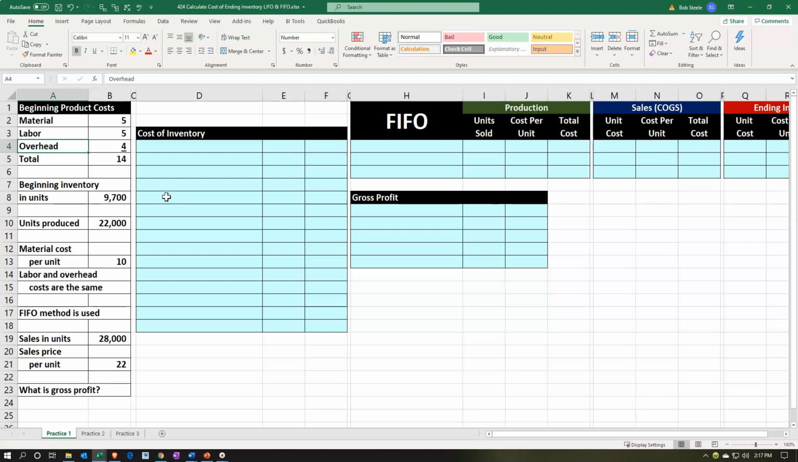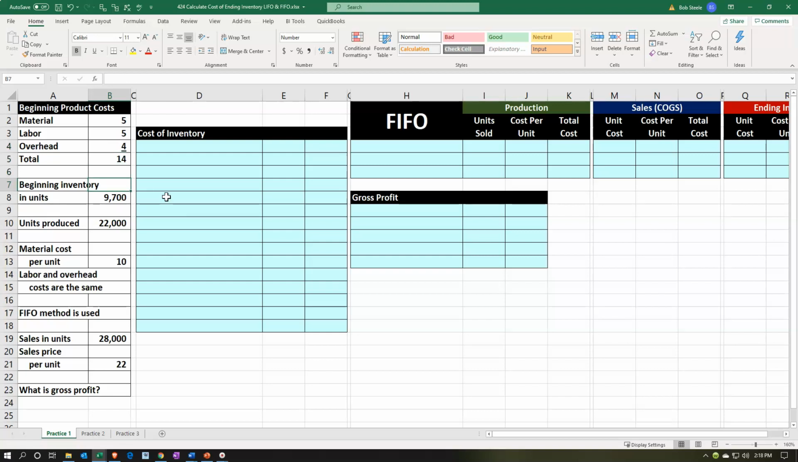Now these could vary greatly with the different types of things that we make, but these are the three typical categories we have: the materials that go into what we are making, the labor that we use to make them, and then the overhead, which is basically everything else that we're going to apply to the process of producing the inventory.